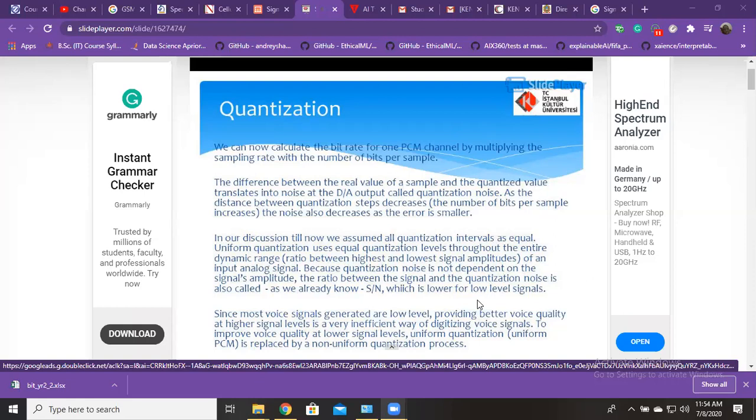In our discussion till now, we assumed all quantization intervals as equal. Uniform quantization uses equal quantization levels throughout the entire dynamic range, the ratio between highest and lowest signal amplitudes of an input analog signal. Because quantization noise is not dependent on the signal's amplitude, the ratio between the signal and the quantization noise, also called, as we already know, SNR, is lower for low-level signals. Since most voice signals generated are low level, providing better voice quality at higher signal levels is a very inefficient way of digitizing voice signals. To improve voice quality at lower signal levels, uniform quantization is replaced by a non-uniform quantization process.